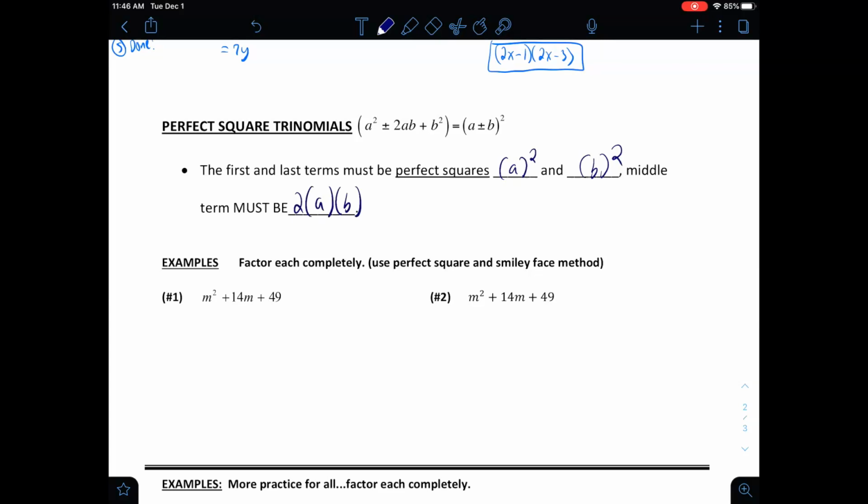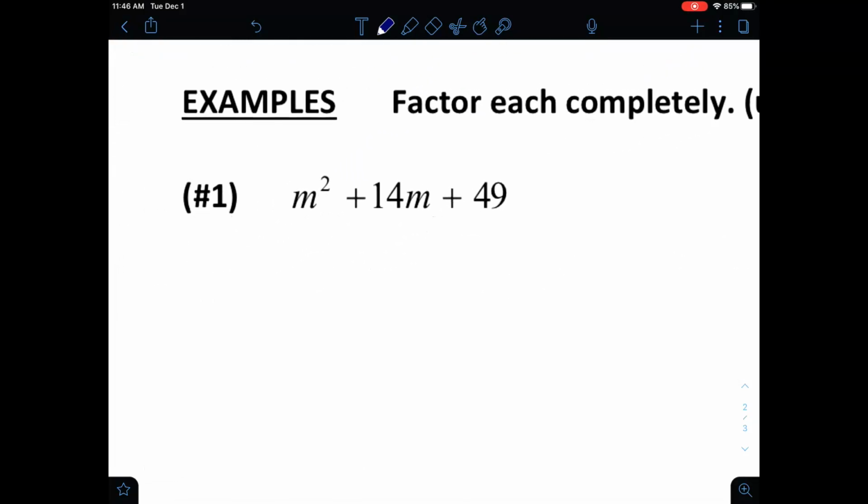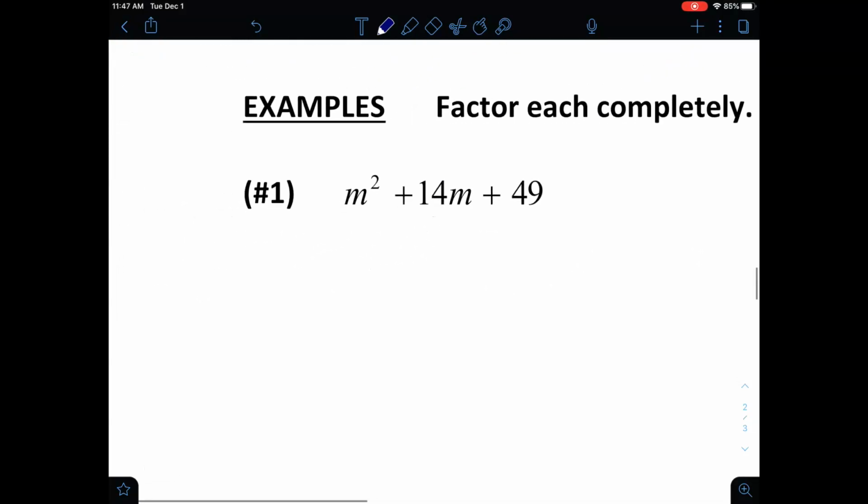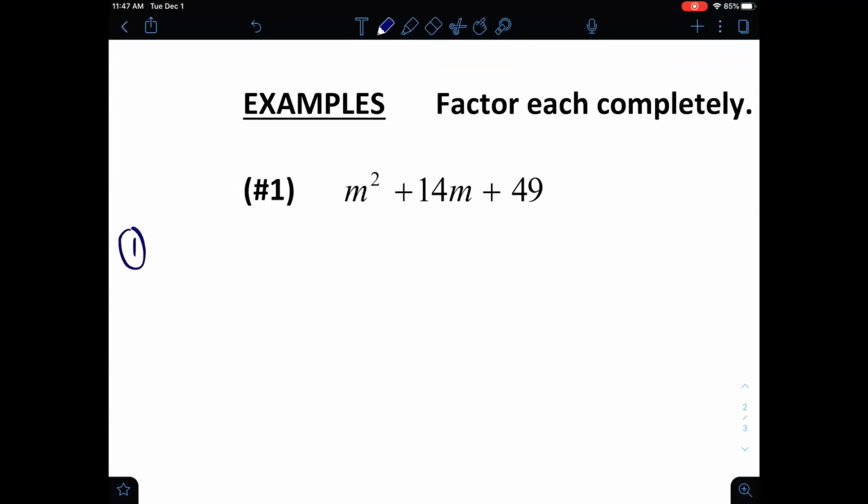Okay. So we'll do this one two ways. We're going to do it the perfect square method and the smiley face method. We'll do the perfect square method first, okay? So again, step 1 is to do what? Look for a GCF. Do we have a GCF here? Well, this is a 1. There's no number that goes into all these. This one doesn't have an m, so this is going to be no.